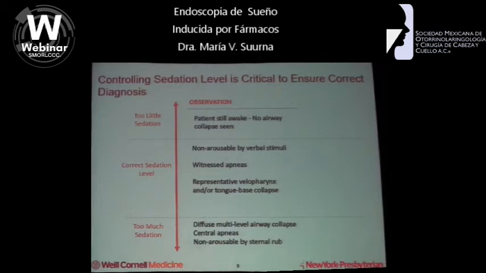So the key is to get to the correct sedation level when patients are actually spontaneously breathing. They're not really arousable to verbal stimuli, but you can introduce the scope and look at the airway, and then you can start to see when they're having witnessed apneas, starting to saturate with those apneas. But then again, if they're more central apneas that are induced by sedation, an increase of sedation can on its own induce a lot of airway collapse. That might not necessarily be what's happening to the patient, but that actually could be drug-induced airway collapse.